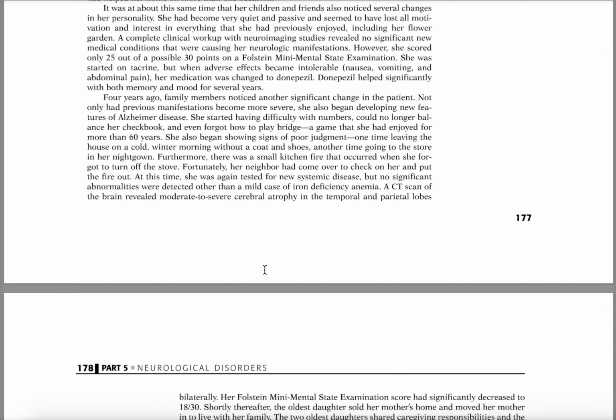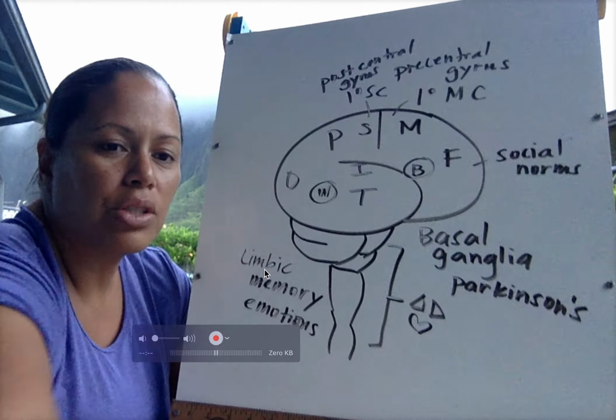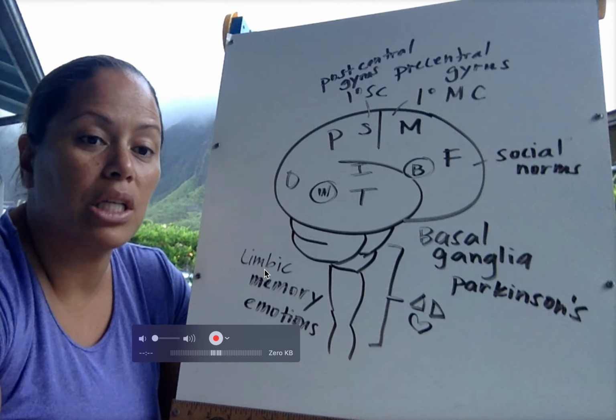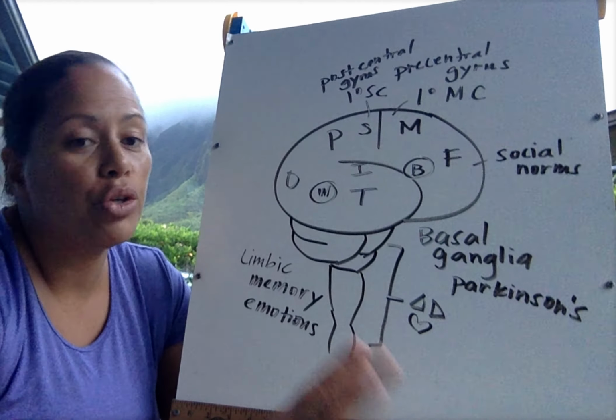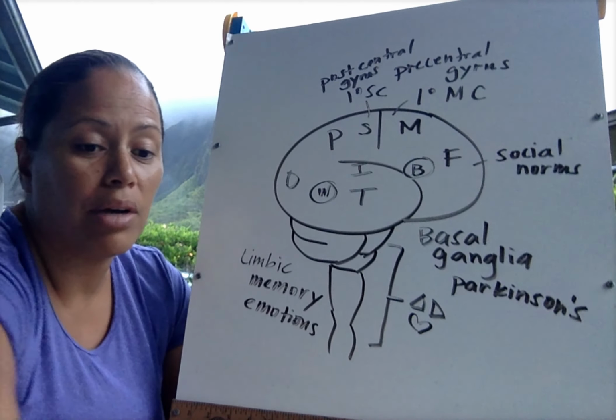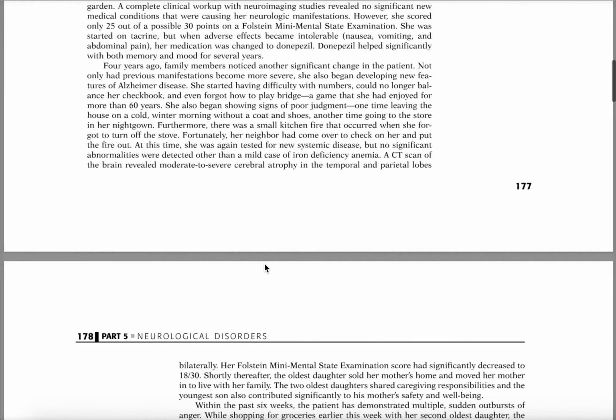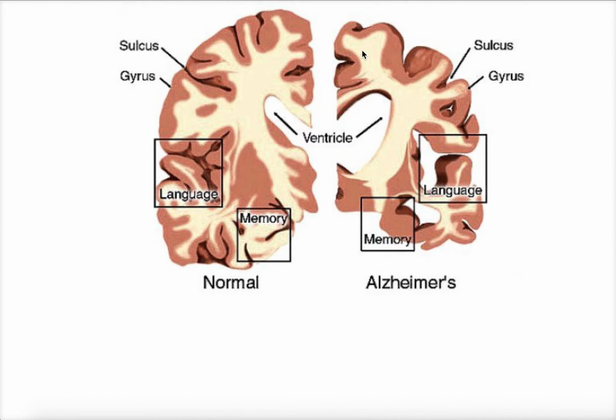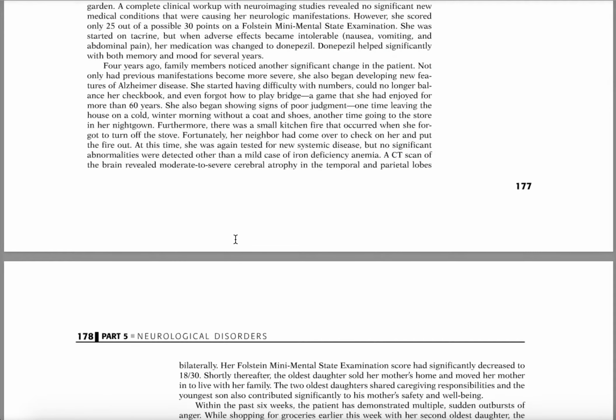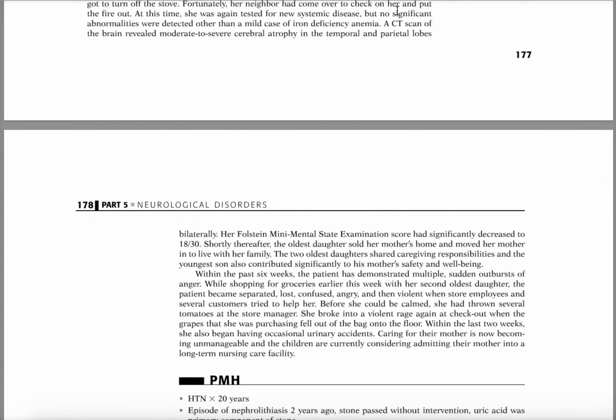Other than a mild case of iron deficiency anemia. So again, like I said, even the imaging, unless it's progressed really severely, you're not going to see it. You're not going to see it until after. And moving on, CT scan of brain: moderate to severe cerebral atrophy. So they can't diagnose Alzheimer's based on that, but it can be suggestive of Alzheimer's, right? And then her score for the MMSE reduced from 25 out of 30 to 18 out of 30.